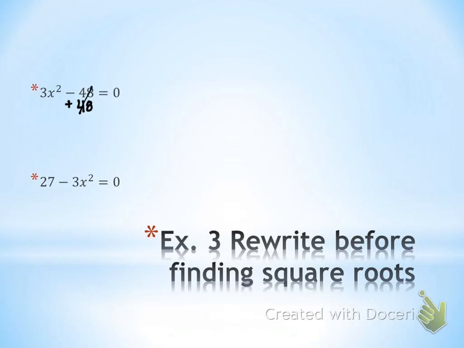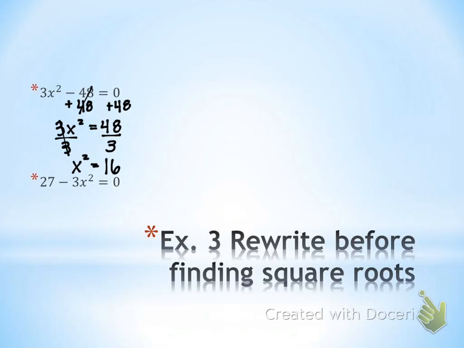This cancels out here. Add 48 here. 3x squared is equal to 48. All right, Taylor, what am I going to do now? Divide by 3. Very good, because 3 is being multiplied by x, so I do the inverse. And I'm left with x squared is equal to what? 16.